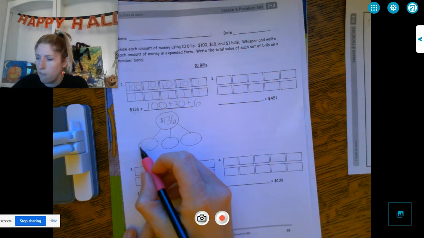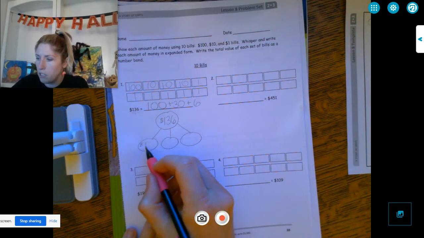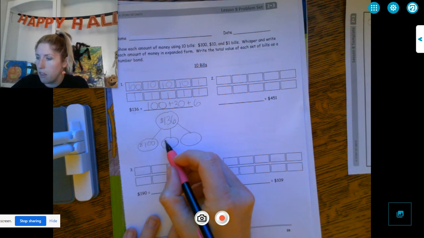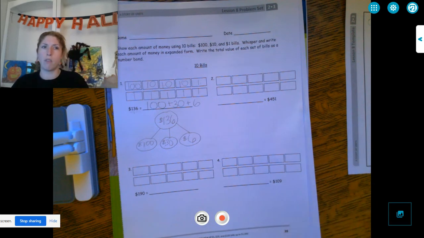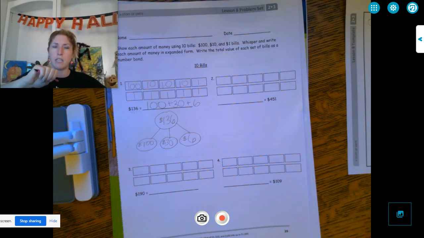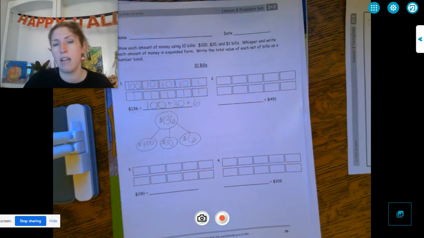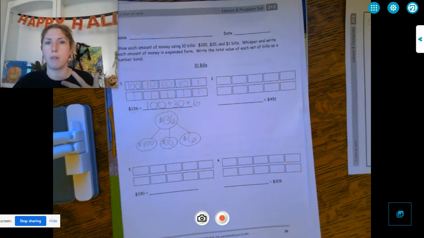So we have $100 and $30 and $6. And when you put those together, 100 plus 30 plus 6 equals 136. Perfect. All right, so I went kind of slow on that one so you could see what we were doing. And now we're going to do that for the other 3 on this page.